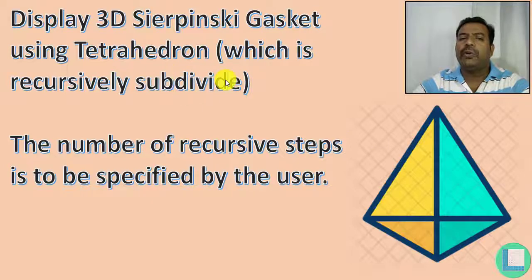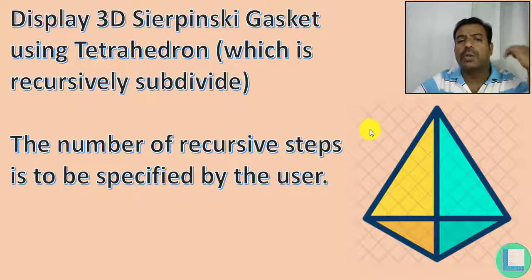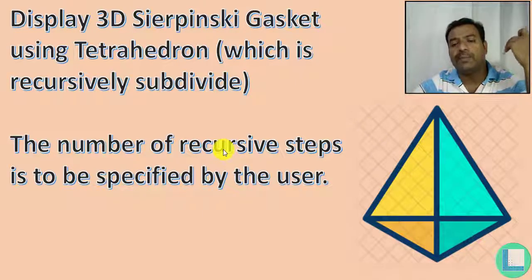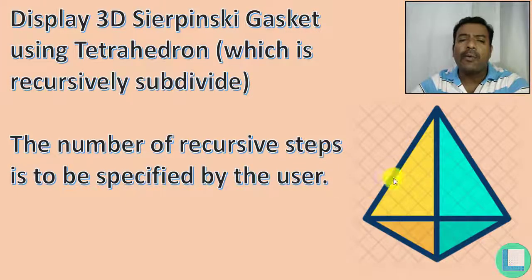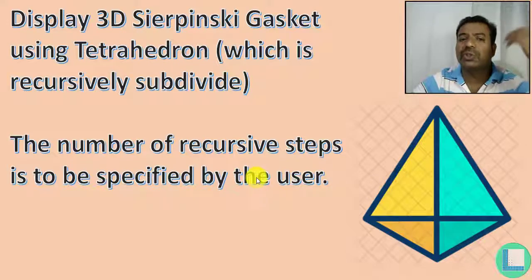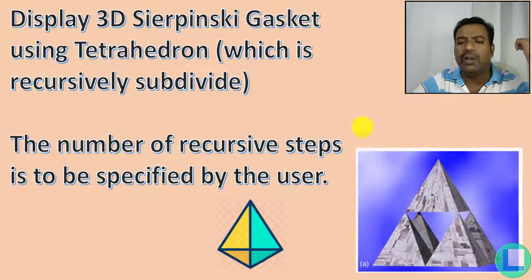Now, the program which I am going to show you is going to accept the number of steps from the user and it starts dividing. For example, if I say steps of 0, there are 0 steps of division, or 0 number of divisions. So I'm going to get this entire tetrahedron as it is without any division. And now when I say there is going to be 1 division, this is what I'm going to get.